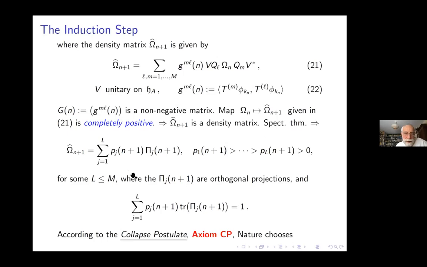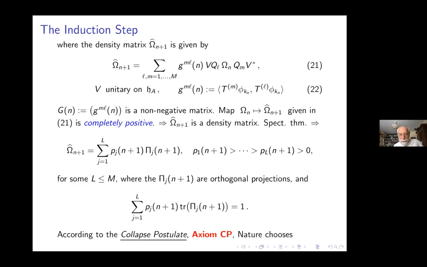ω̂_{n+1} can be decomposed into a sum of projections π_j(n+1) multiplied by eigenvalues. All these eigenvalues are positive because ω̂_{n+1} is a density matrix, and I order them in such a way that p_1 is the largest one and p_L, with L smaller or equal to M, is the smallest one. All the further eigenvalues are equal to 0. So the π_j(n+1) are orthogonal projections. And since the trace of ω̂_{n+1} equals 1, the sum from 1 to capital L of p_j(n+1) times the trace of the projection π_j(n+1) equals 1.